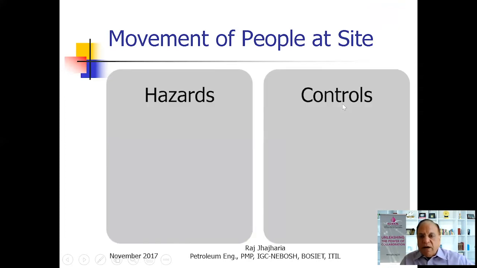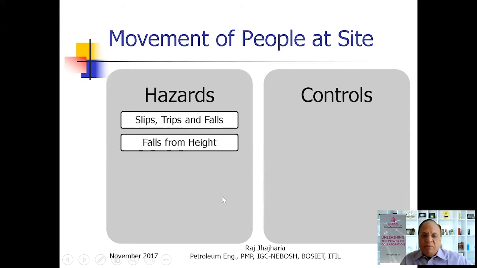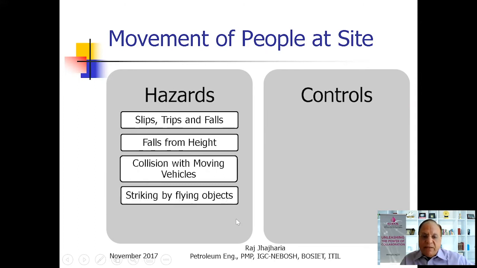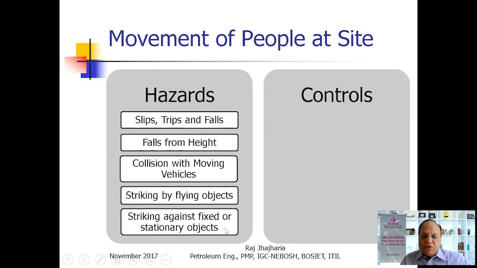Again, hazard and control. If a lot of people are moving at the site, there may be slips, trips and falls. There may be fall from height, collision with moving vehicle, striking by flying objects, striking against fixed or stationary object. So they can strike, hit.